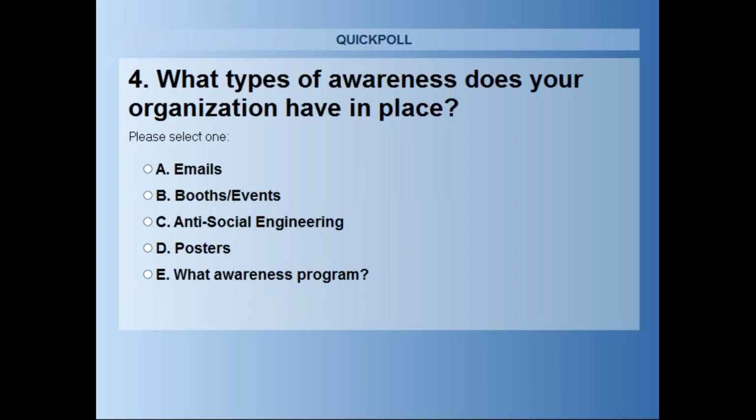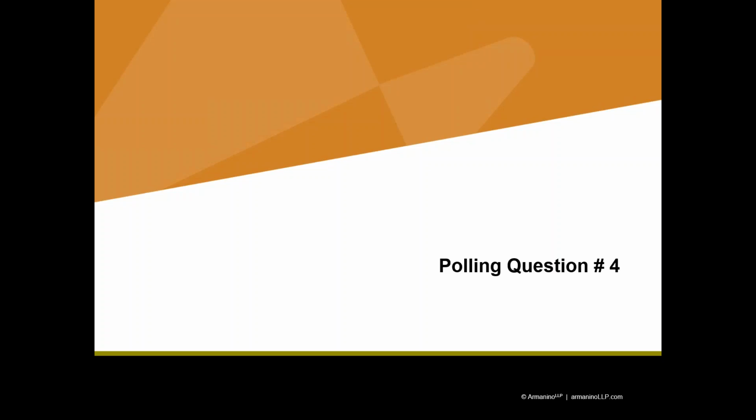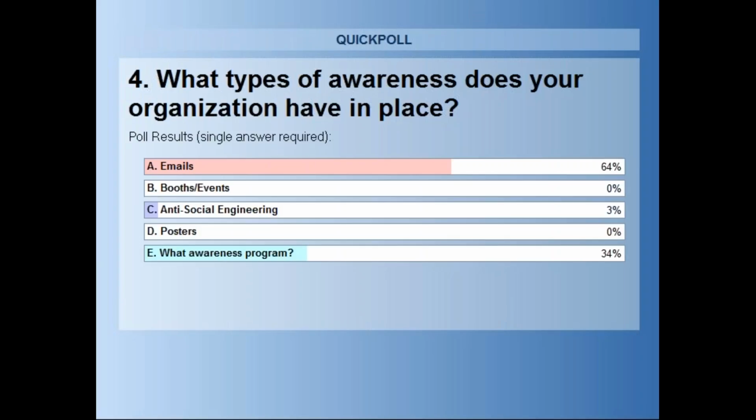So, okay, if we can go ahead and close that poll. So the big winner is? Emails is the biggest response here. You can see it's 64%. 34% are like, what awareness program? And a few have had an anti-social engineering program, much like the one I was just describing. I'm surprised that nobody on the call, we have over 100-ish, nobody has booths, nobody has posters. Those are usually part of an integrated program. So interesting.